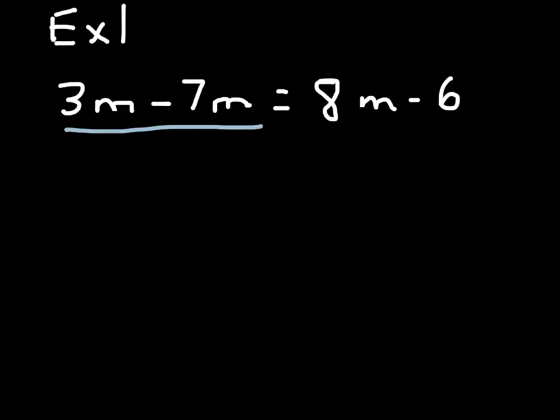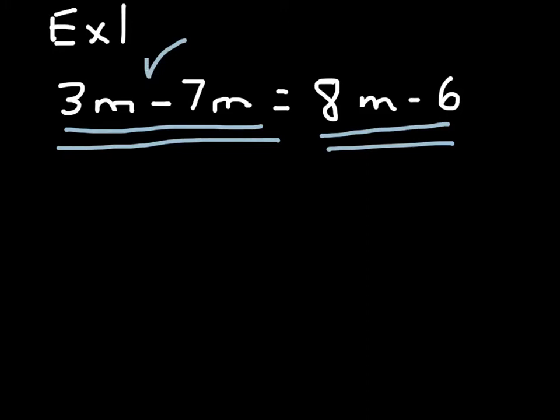So before we start doing anything, we need to simplify the left side of the equal sign and simplify the right side of the equal sign if there's anything to simplify. Now on the left side, let's see, 3 minus 7. So positive 3 minus 7. Remember, you always look at the sign right in front. So 3 minus 7 is negative 4m equals, now 8m and the minus 6, those are unlike terms, so there's nothing I can do with that.